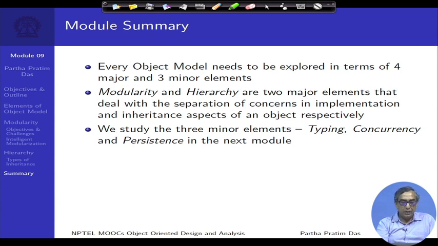So, to summarize in this module, we conclude on the major elements of object models. We had 4 of them, 2 were done earlier, and here we have talked about modularity and hierarchy. Modularity certainly deals with the separation of concern. The better separation of concern you can do in terms of code organization, you have better modularity in implementation, and we have talked about several principles for that. And hierarchy deals with the inheritance aspect of an object, and these 2 together will go a long way supporting abstraction and encapsulation in doing good design of object oriented systems.